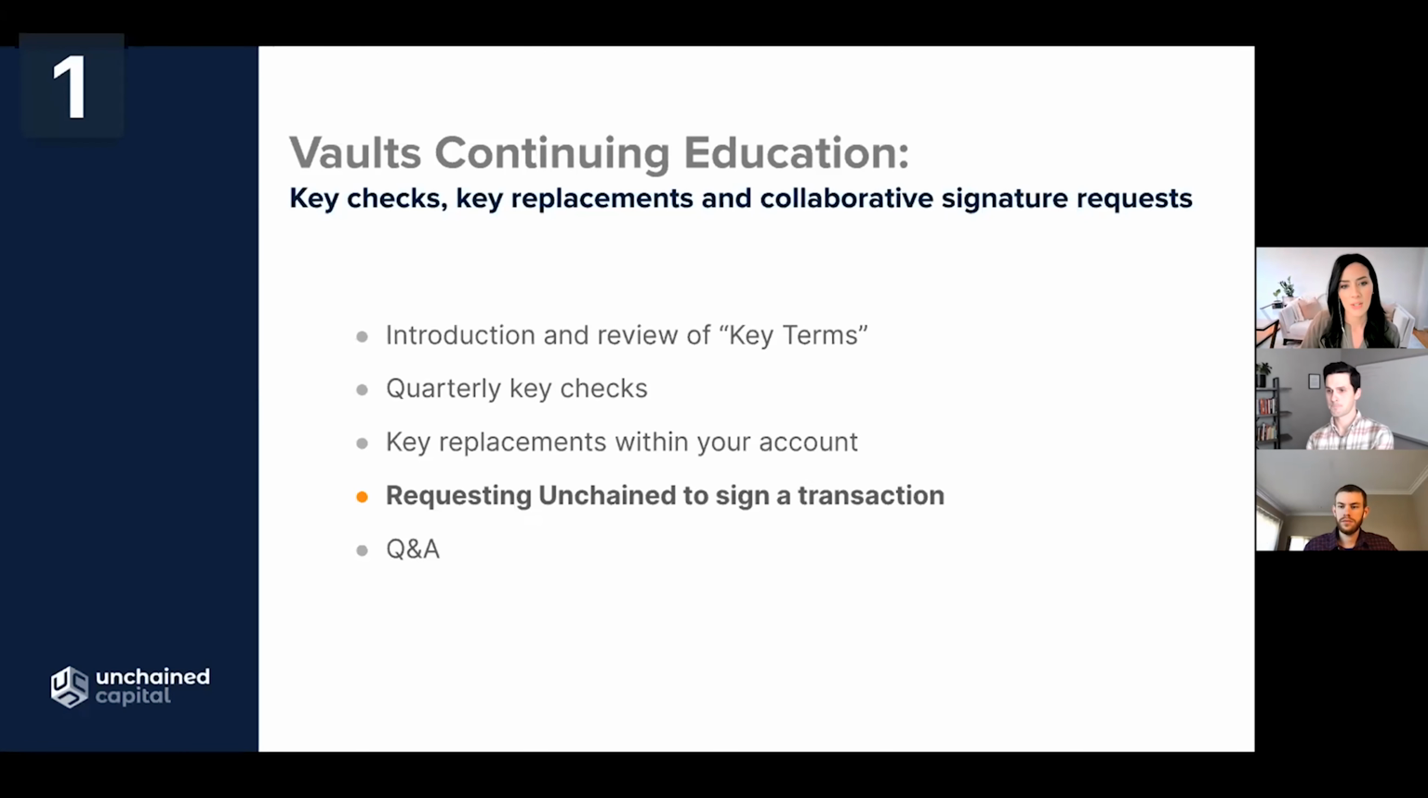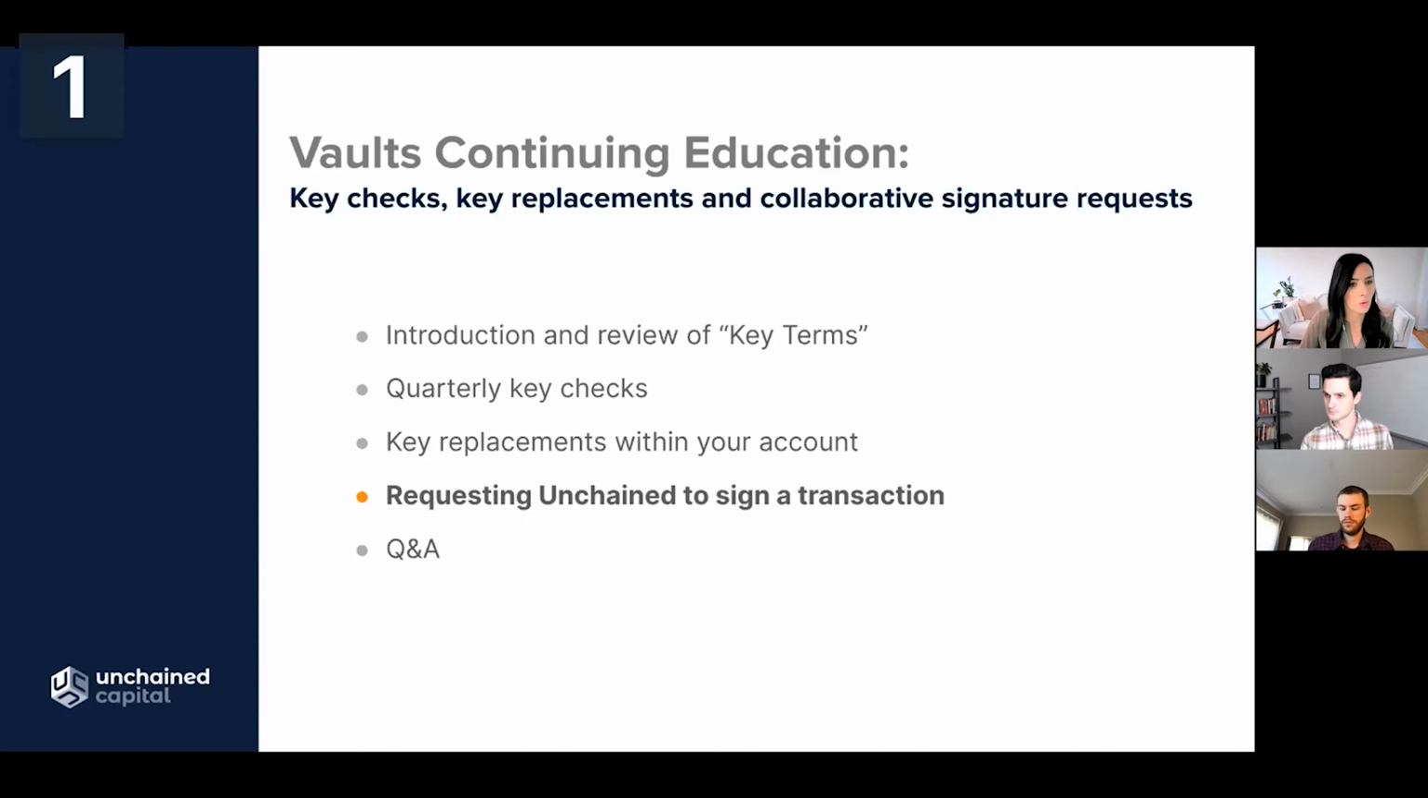All right. Yeah, so next we are going to go over what it actually looks like to ask Unchained Capital to sign a transaction. So let's say that you have one key super far away from you, maybe it's in a different state, and you want to actually perform a withdrawal where you're asking Unchained Capital to work as the backup signature. This is one of the beauties of collaborative custody, correct? So this is a service that you can ask Unchained to do, but how do you do that?